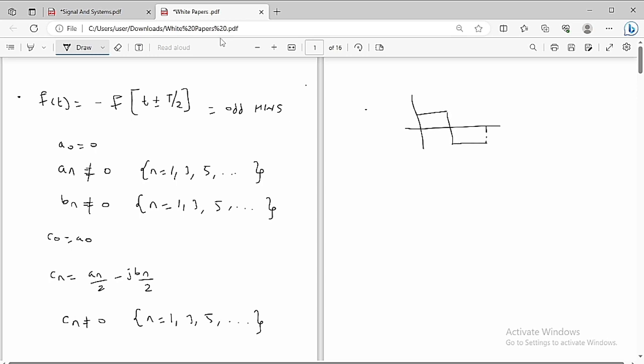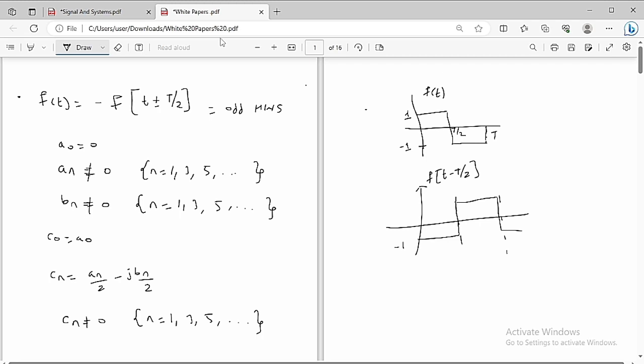This is going to repeat. So this is plus 1, this is minus 1. This is T by 2 and this is T. Suppose I draw this as f of t. Then what is f of t minus T by 2? You must shift the signal by T by 2 units. So you are going to get it like this. Shifting by T by 2, it is going to repeat like this. This is minus 1, this is plus 1.